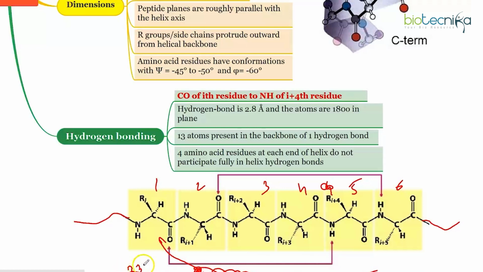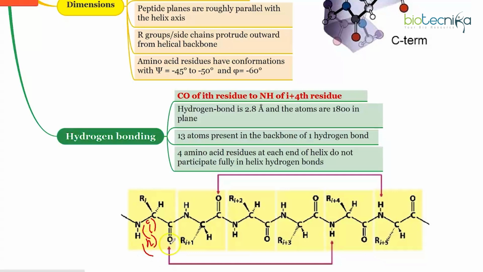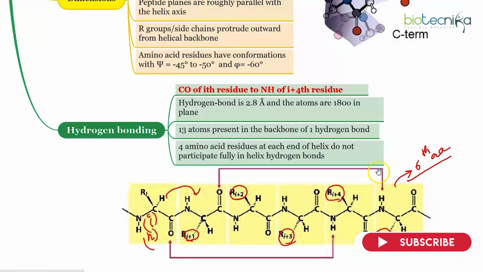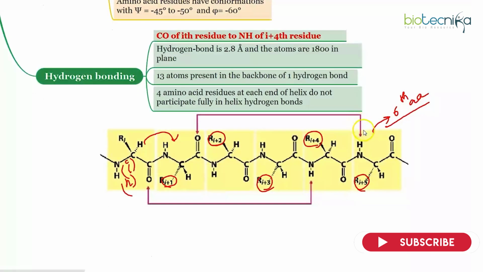Polypeptide numbering would have started from here. That's why if we write 1, 2, 3, 4, 5, 6, it is not proper. So in that case, what can we write? We have to consider this as ith amino acid, or we can say nth amino acid. So the next one will become what? I plus 1 amino acid or n plus 1. The next one will be I plus 2. Next one will be I plus 3, I plus 4, I plus 5. So actually, the I plus 5 is nothing but the sixth amino acid. This type of nomenclature you must know if you have to understand hydrogen bonding.